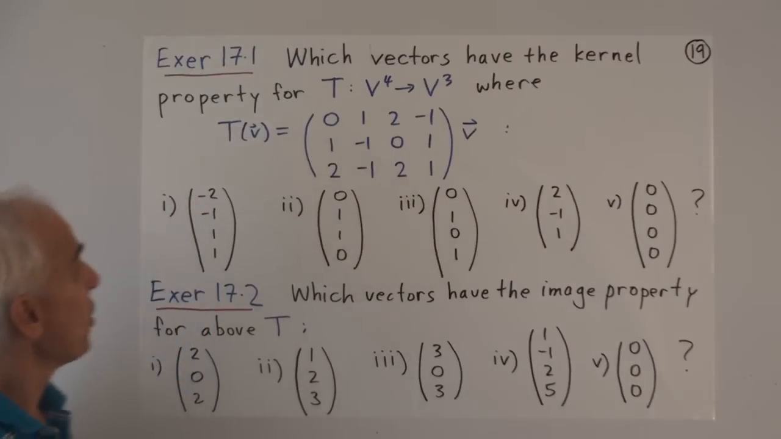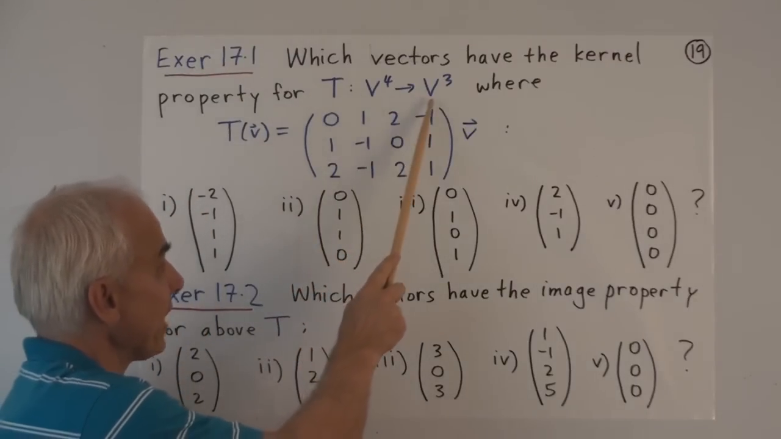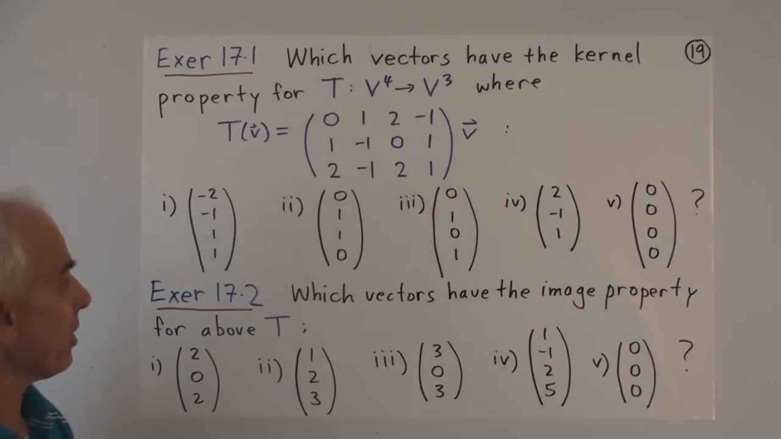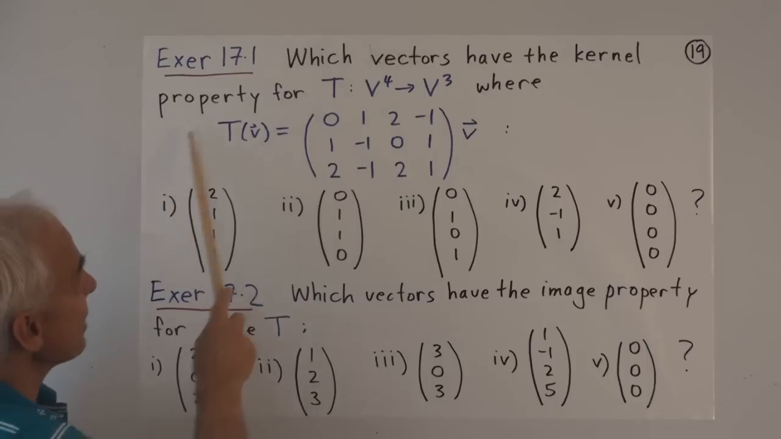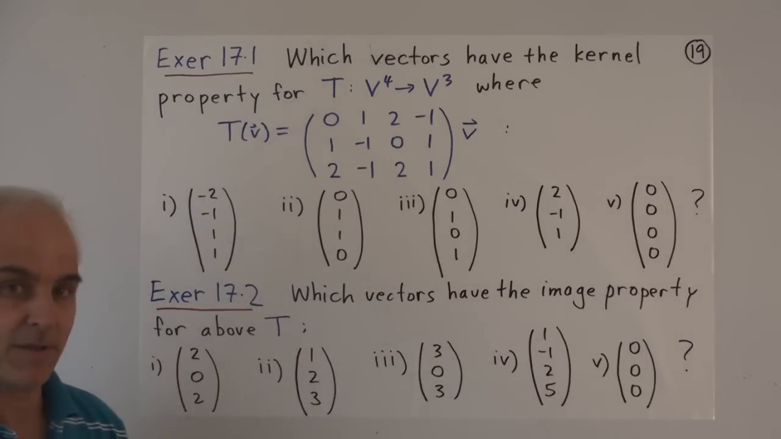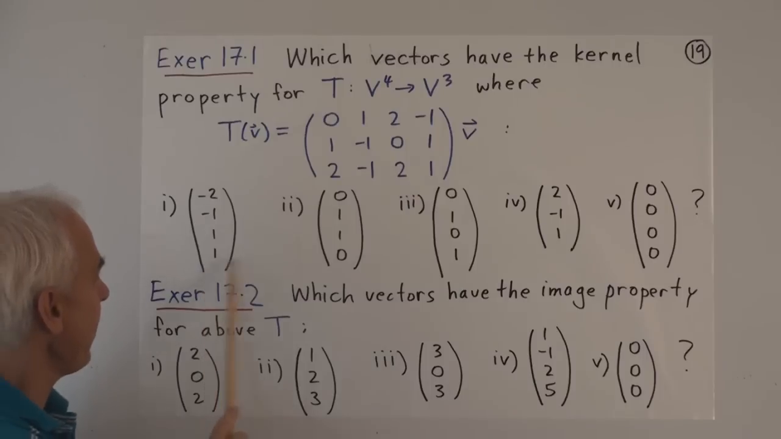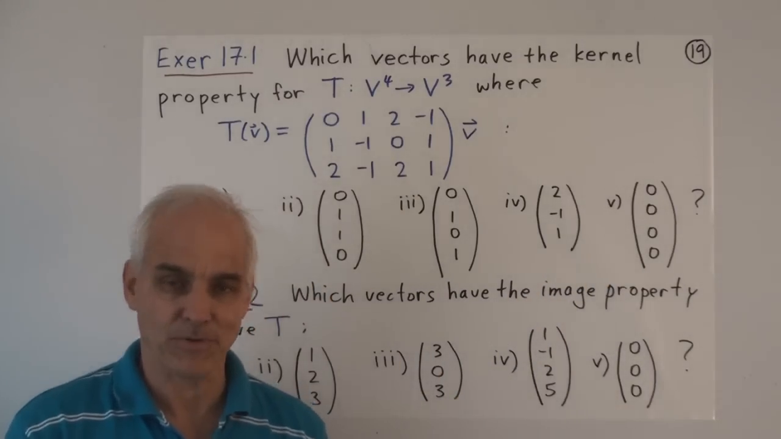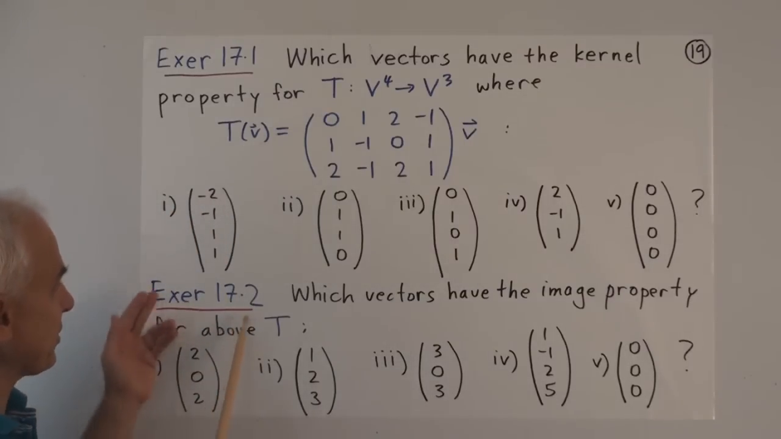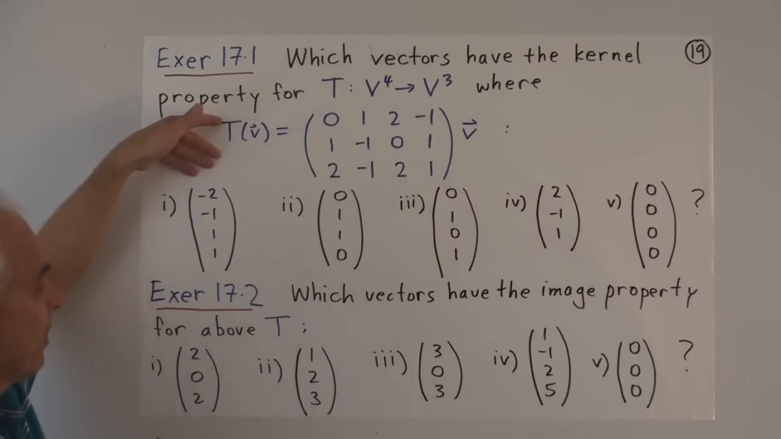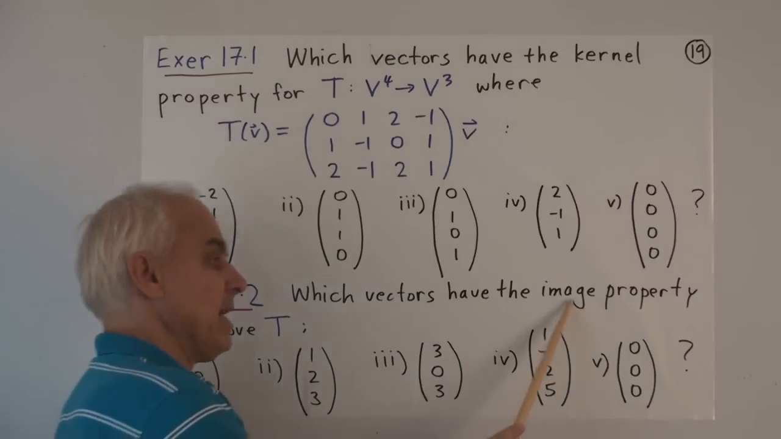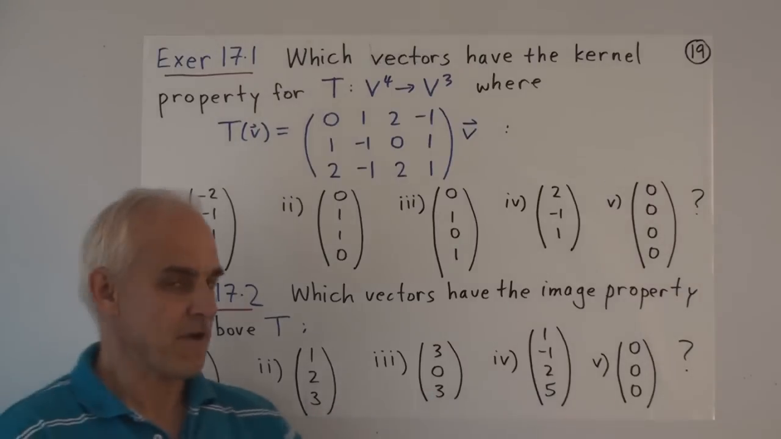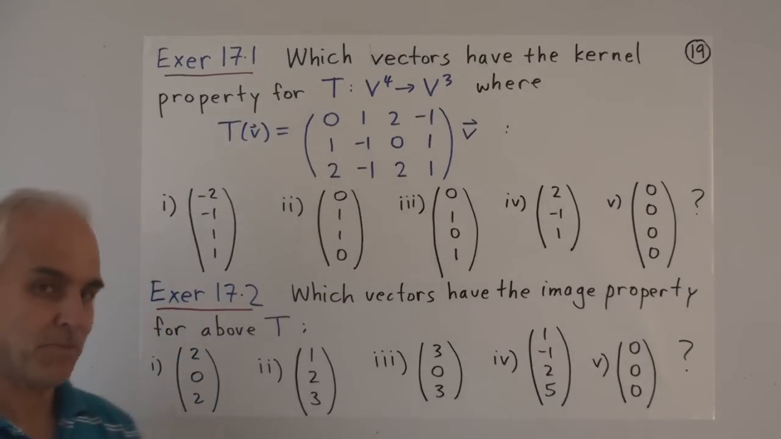For our first exercise, we're looking at a transformation from 4-dimensional space to 3-dimensional space, given by this particular 3x4 matrix. And I'm asking you which vectors have the kernel property for this linear transformation. And there are 5 possibilities. Which of them have the kernel property, which of them don't? And our second exercise, still staying with this example, which vectors in this list have the image property for this linear transformation? Again, 5 different possibilities. Some of them do, and some of them don't.